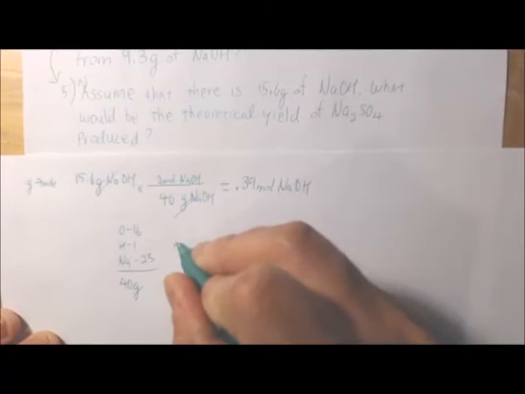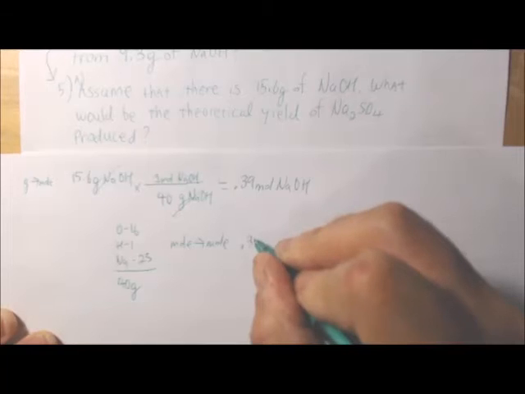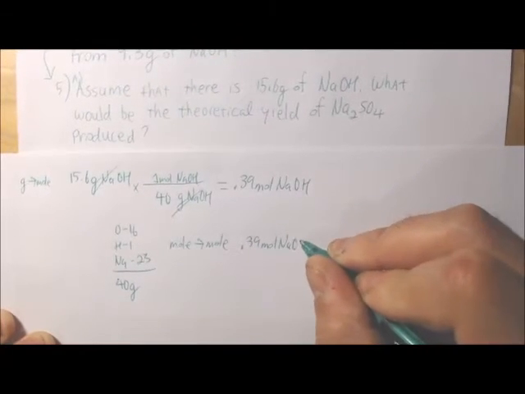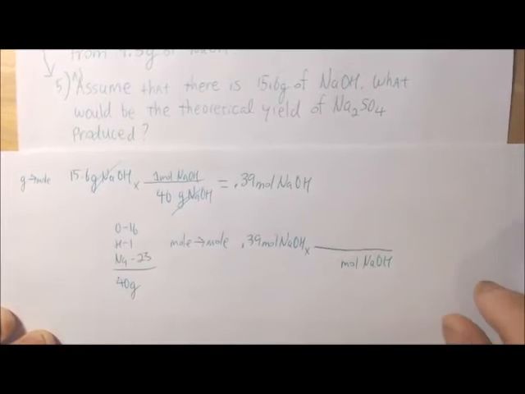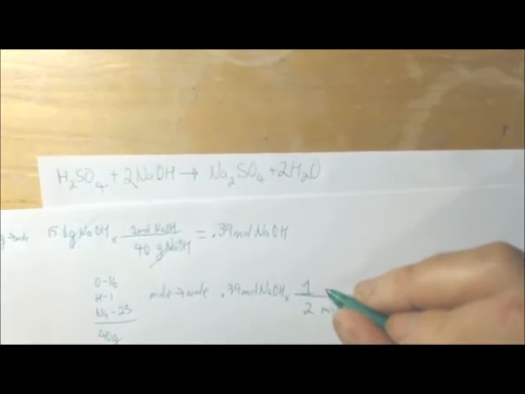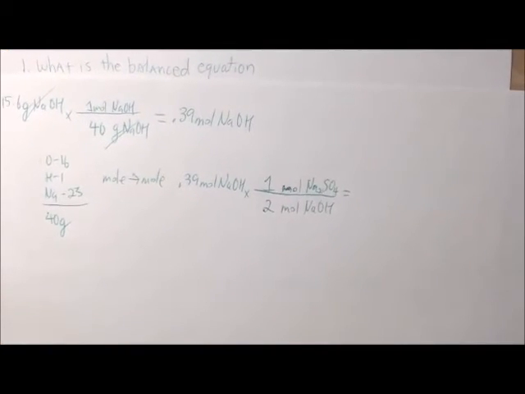Now I have to do a mole to mole. So I take my 0.39 moles of sodium hydroxide, multiply it by the ratio. I know I'm going to need moles of sodium hydroxide on the bottom, so let me set that up so I make no mistakes. I look at the equation, which I have here, and my ratio of sodium hydroxide to sodium sulfate is 2 to 1, so that's 2 equals, and let me put that into the calculator.